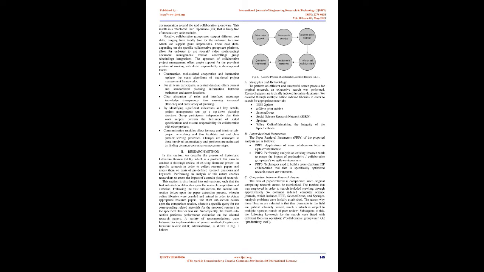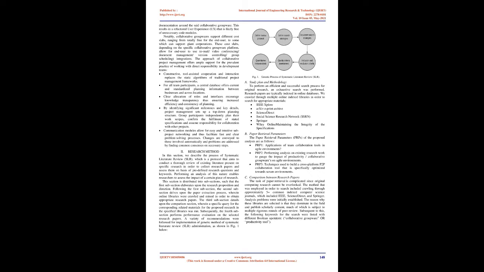2. Research method. In this section, we describe the process of systematic literature review, SLR, which is a protocol that aims to conduct a thorough review of existing literature present on specific research in order to collect research papers and assess them on basis of predefined research questions and keywords. Performing an analysis of this nature enables researchers to assess the impact of a certain piece of research.